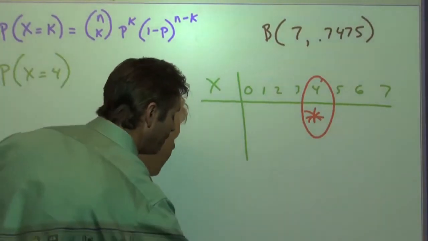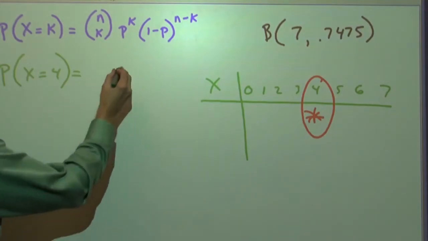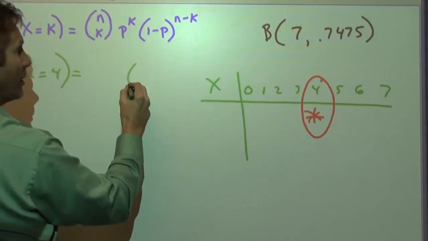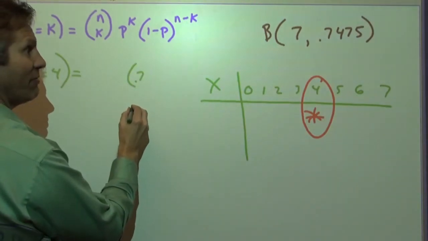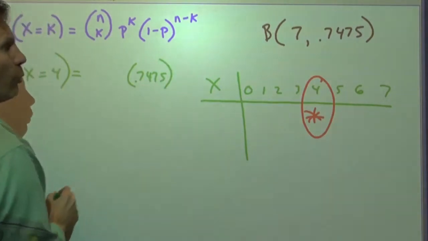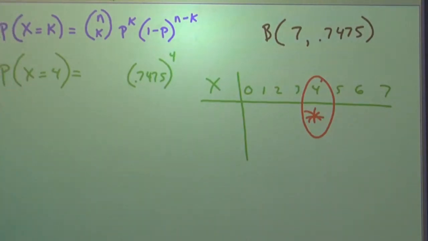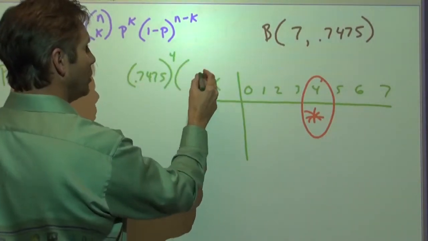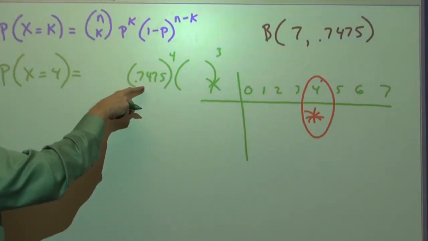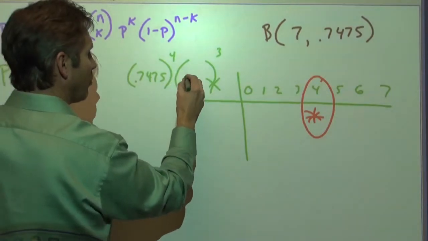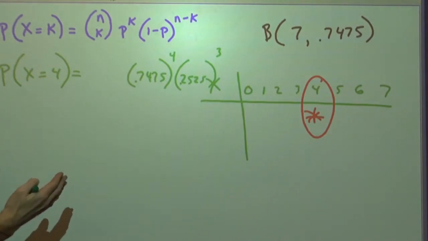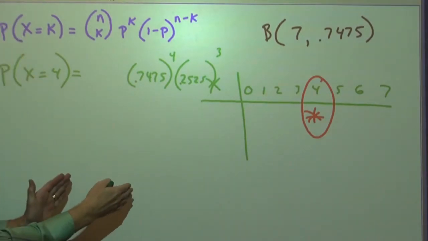So we follow the formula, and the formula would say, well, let's skip the combination thing for just a second. Let's do this logically. The probability that any one bag would exceed 5 pounds would be 0.7475. We need 4 of those bags to exceed, and out of our sample of 7, we need 3 of those to not exceed that many pounds. Now, if this is the probability of success, 1 minus this is 0.2525.